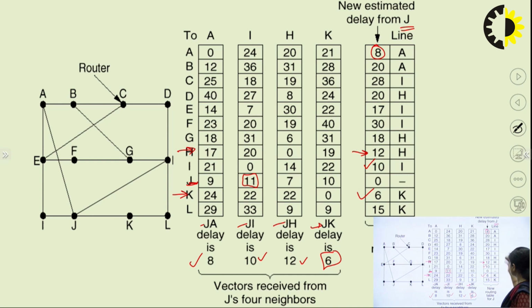So this is the new routing table for j, and these are the vectors received from j's 4 neighbors. What are the neighbors of j? That is A, I, and then H and then K. Fine. So that is how we have identified.